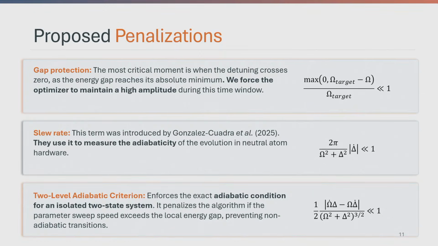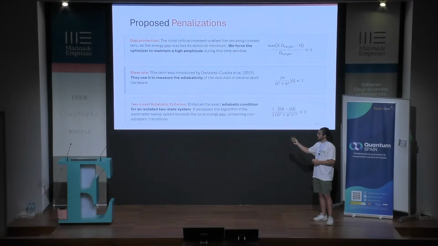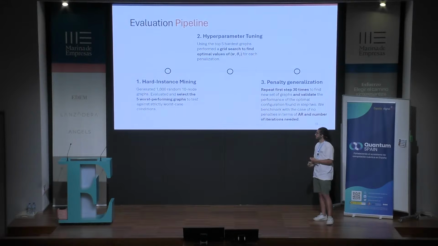Then we have the slew rate, which is a term that was introduced by QTYR people in a paper to measure the adiabaticity. And finally, we have the 2-level adiabatic criterion, which basically means that we penalize the driving protocols if they don't respect the adiabatic criterion for a 2-level quantum system.